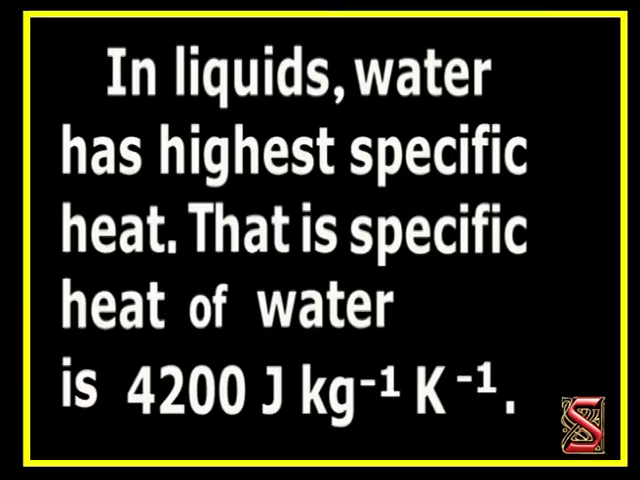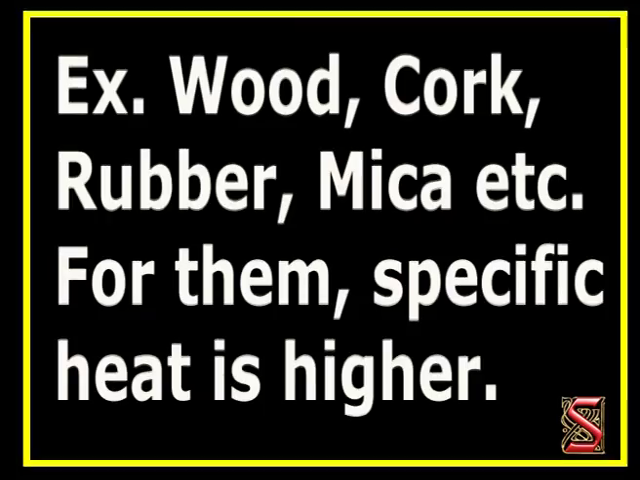Remember the following points. In liquids, water has highest specific heat, that is, specific heat of water is 4200 joules per kg per Kelvin. The materials which allow the heat energy to flow through them are called good conductors of heat. Most of the metals are good conductors of heat. For them, specific heat is lower. The materials which don't allow the heat energy to flow through them are insulators or bad conductors of heat. Example, wood, cork, rubber, mica, etc. For them, specific heat is higher.